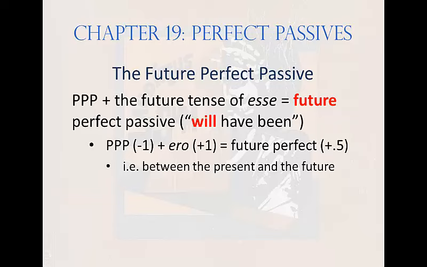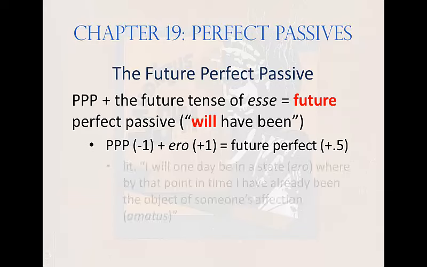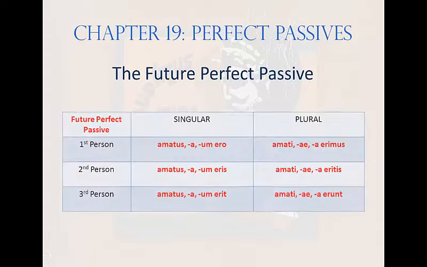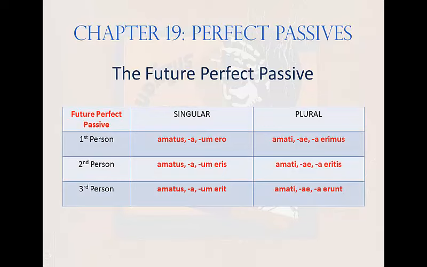If we use amo as an example again, the Latin future perfect literally means, I will one day be in a state, ero, where, by that point in time, I have already been the object of someone's affection, amatus. In other words, I will have been loved.